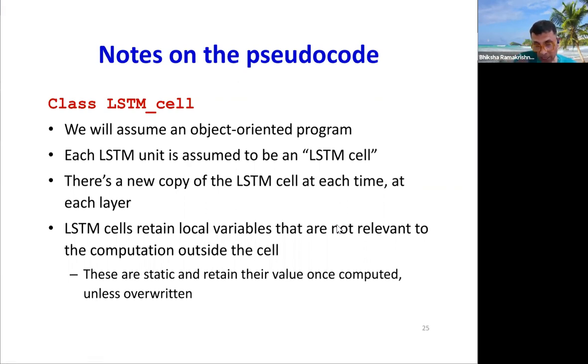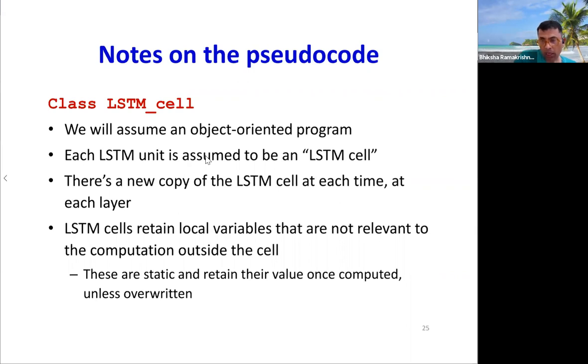Now, this is a very good question, and we'll get to it: the whole process looks slightly redundant, and you'll see in a few minutes that there are variants which don't do this. So anyway, I'm going to write the pseudocode over here in an object-oriented way. I'm going to write the code for a single cell and assume that all local variables that are not required outside of the cell will be stored within the cell itself.